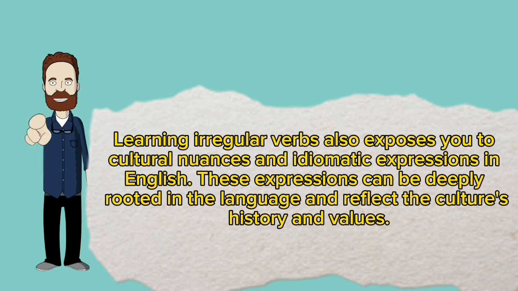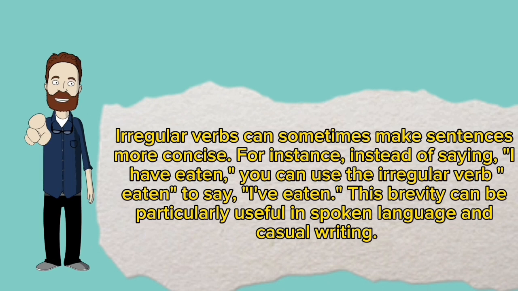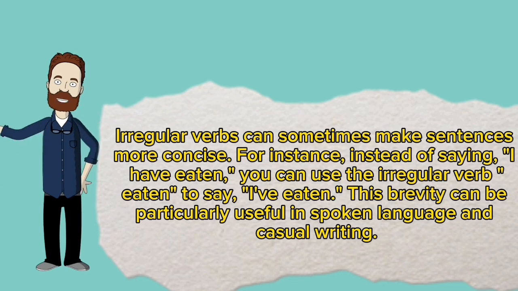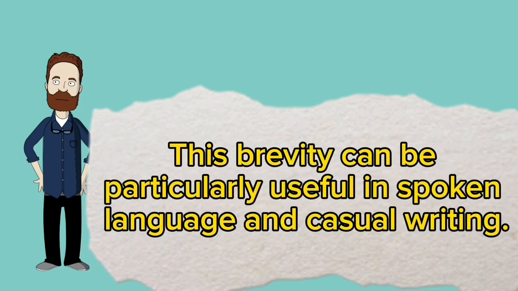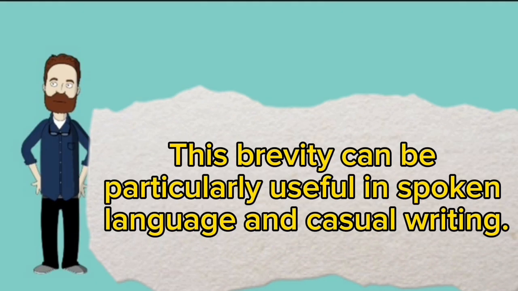Last but not least, conciseness. Irregular verbs can sometimes make sentences more concise. For instance, instead of saying "I have eaten," you can use the contraction to say "I've eaten." This brevity can be particularly useful in spoken language and casual writing.